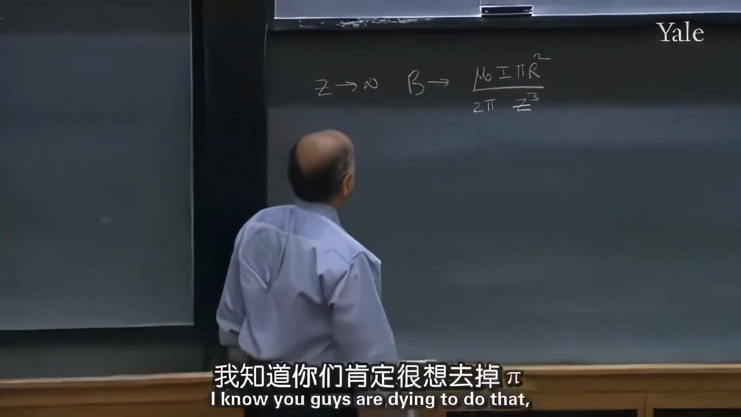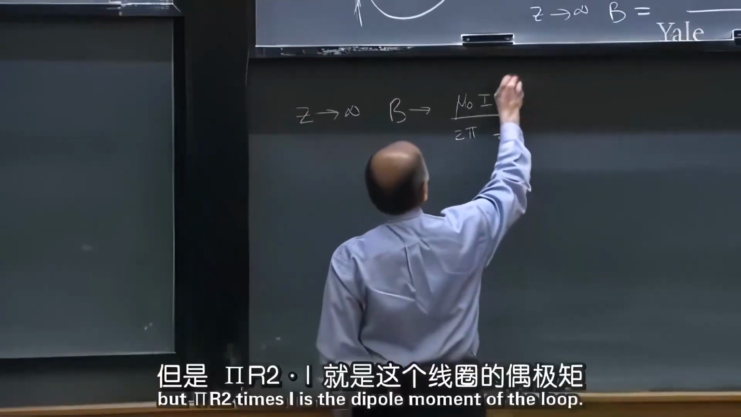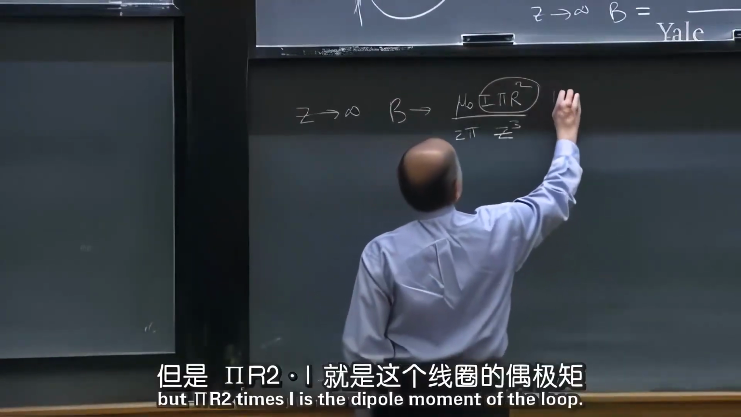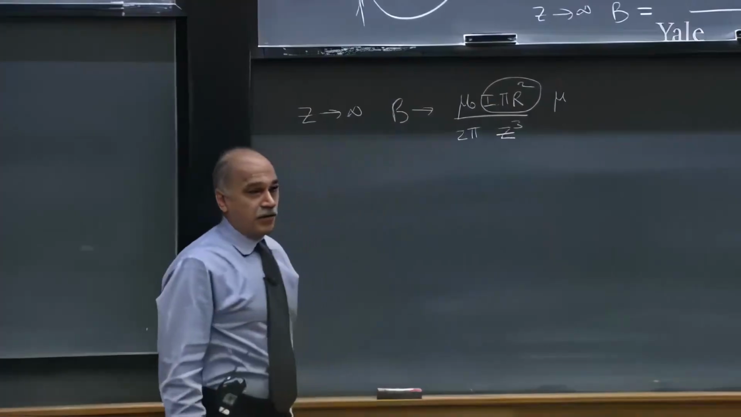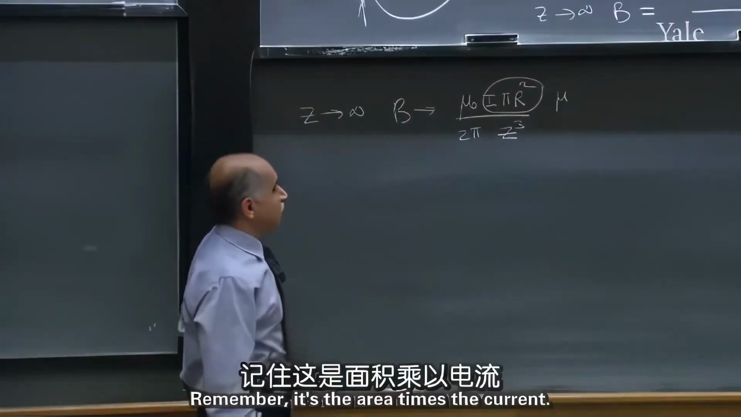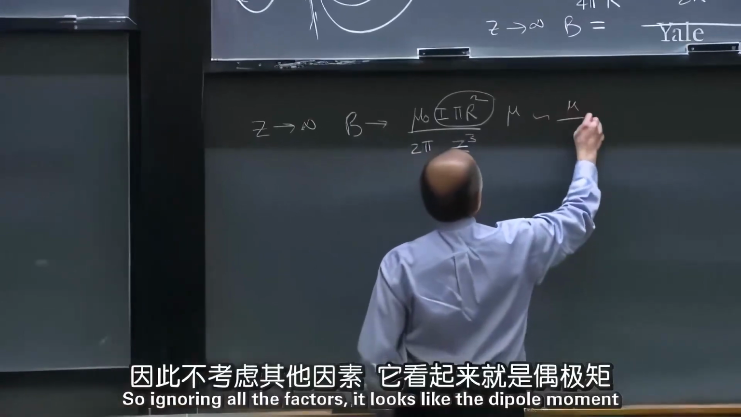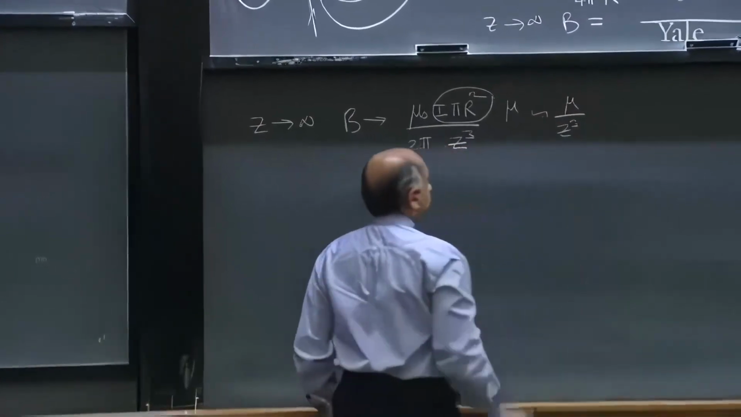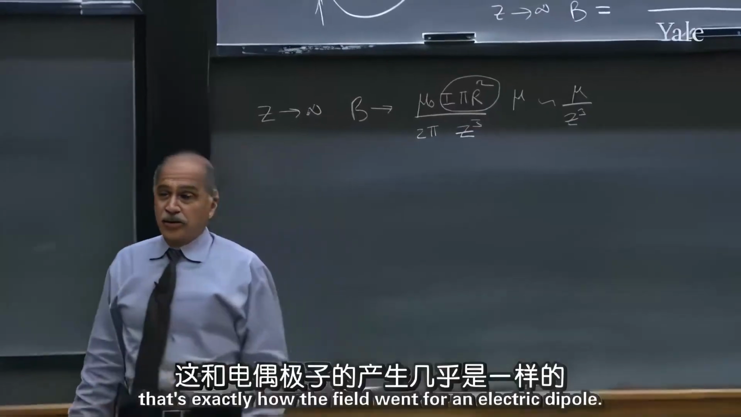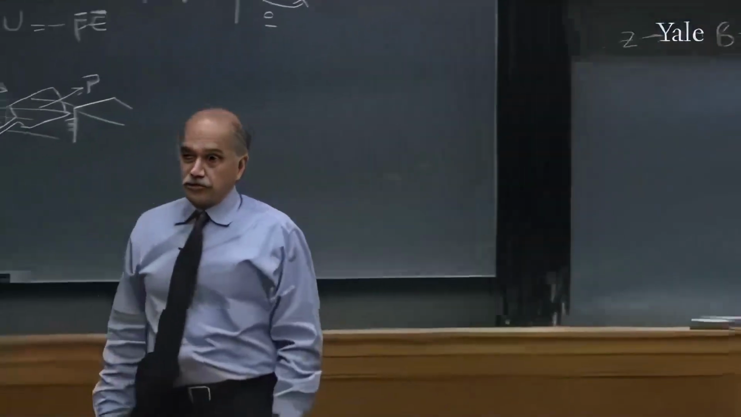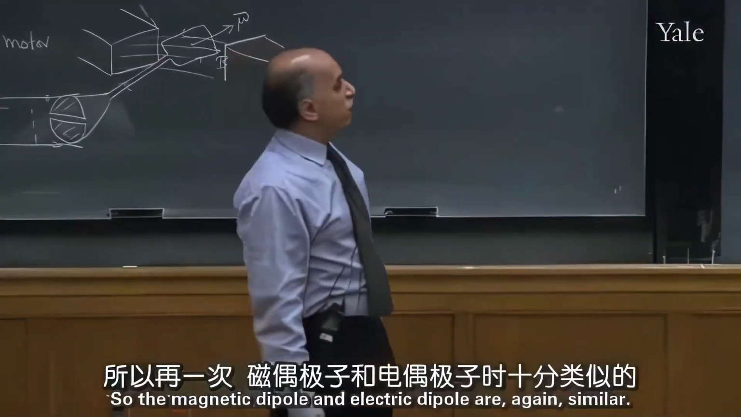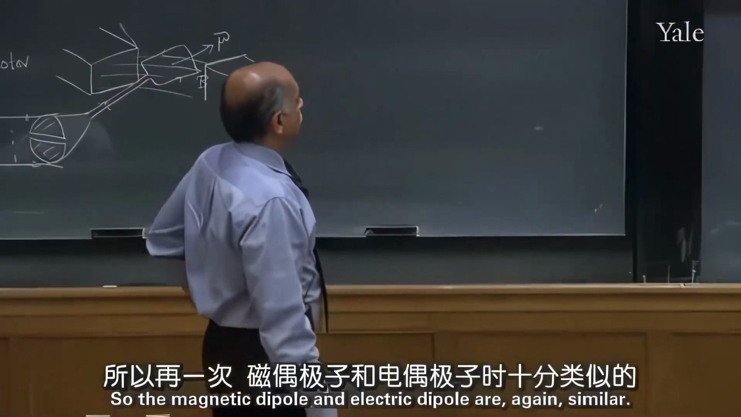I know you guys are dying to do that. But pi r squared times I is the dipole moment of the loop. Remember, it's the area times the current. So ignoring all the factors, it looks like the dipole moment divided by the distance cubed. That's exactly how the field went for an electric dipole. So magnetic dipole and electric dipole are again similar.